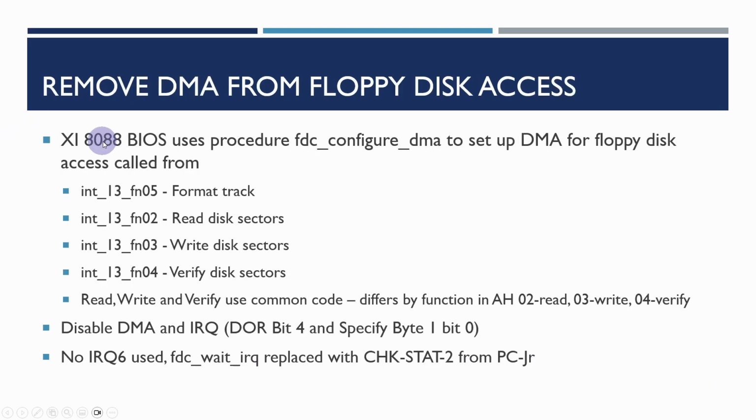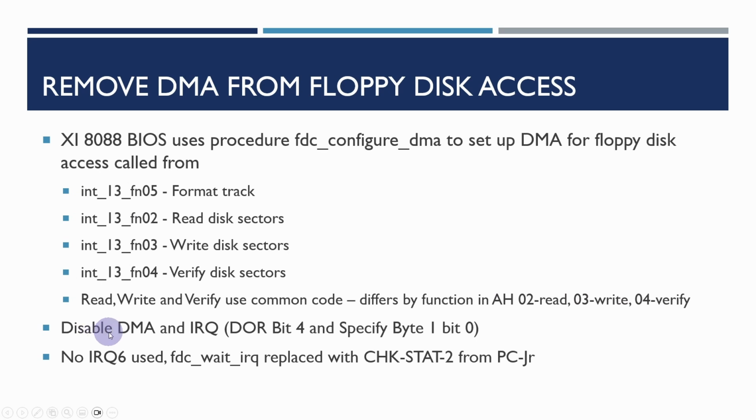So the XI8088 BIOS has a number of procedures to do with configuring DMA for floppy disk access. So a number of routines here, and this read, write, verify common code is similar to these things here. In actual fact, these three here all use the same routine. So we can retrofit this relatively easily, and in fact the format track I think I've also been able to accommodate in this way.